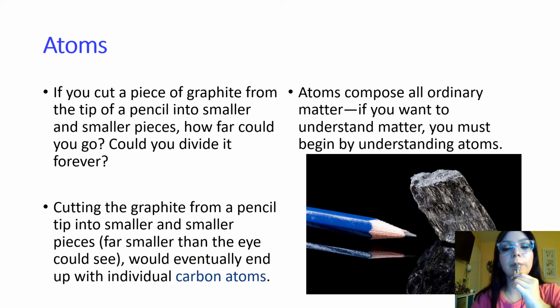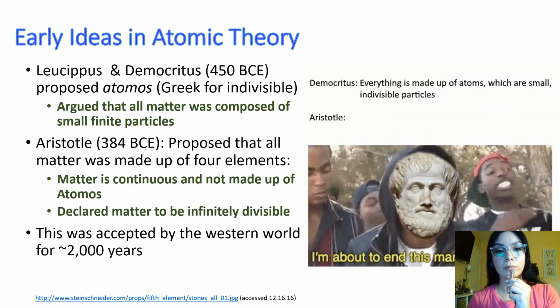So I want you to imagine that we have a piece of lead and that we are cutting it into really small pieces. Could we keep going on forever in terms of cutting it into tiny little pieces? The answer is no. Eventually we would get down to the atoms, and those are actually carbon atoms. And atoms are what make up all matter. And if we want to understand matter, we need to understand atoms.